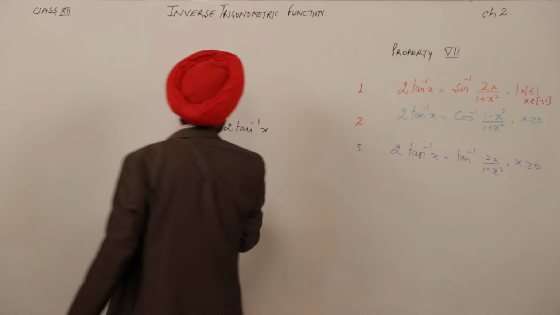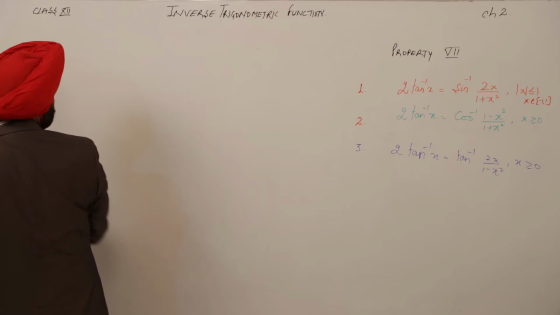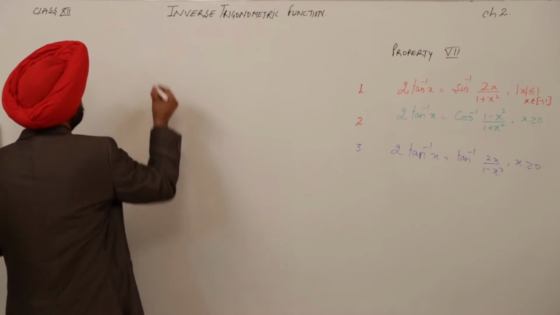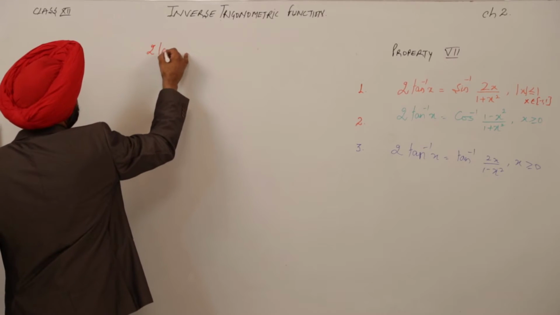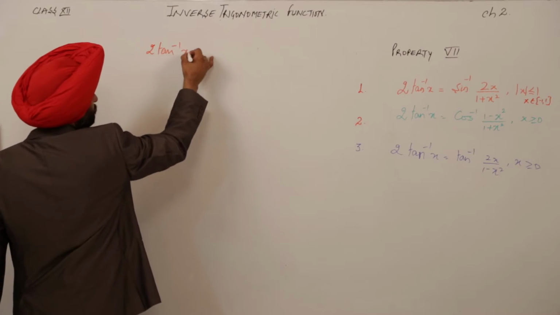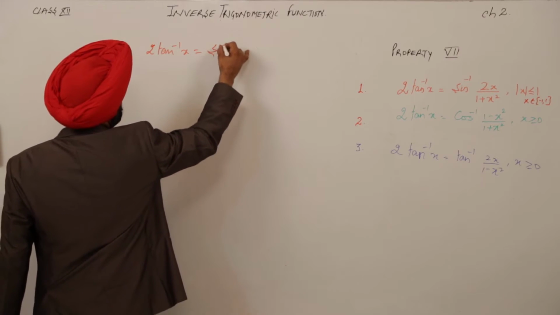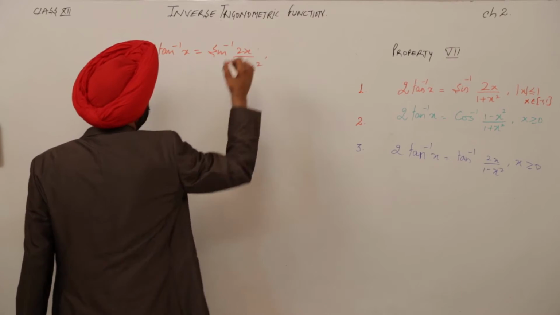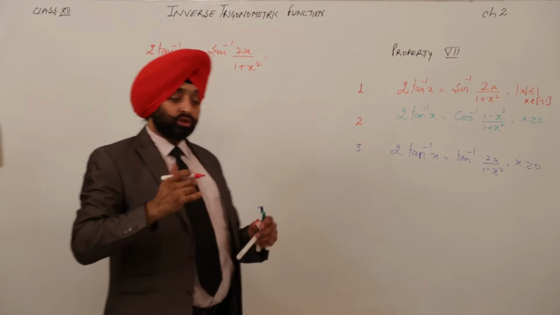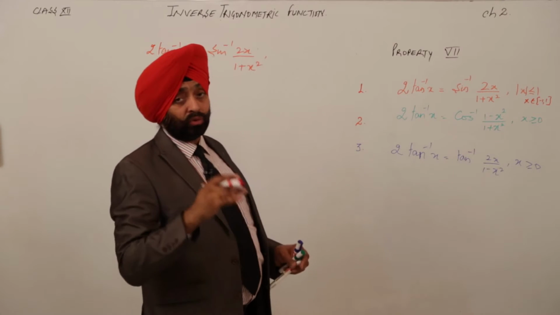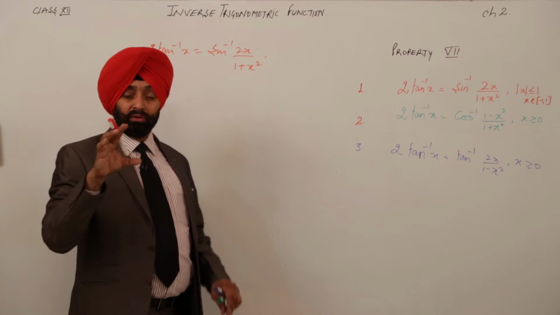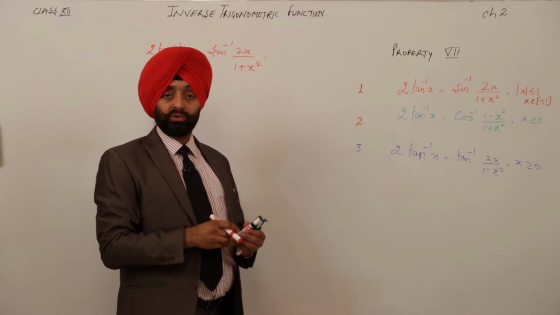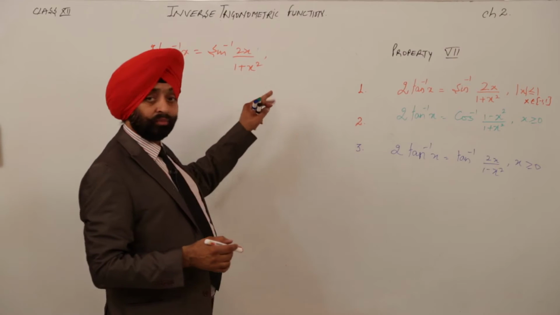Now, property number 1, we have 2 tan inverse x is equal to sin inverse 2x upon 1 plus x square. Now, we have to prove this part. So, what can we do? If you remember, we used many identities and formulas in class 11th. So, again we are going to use those formulas so that we can prove this one.